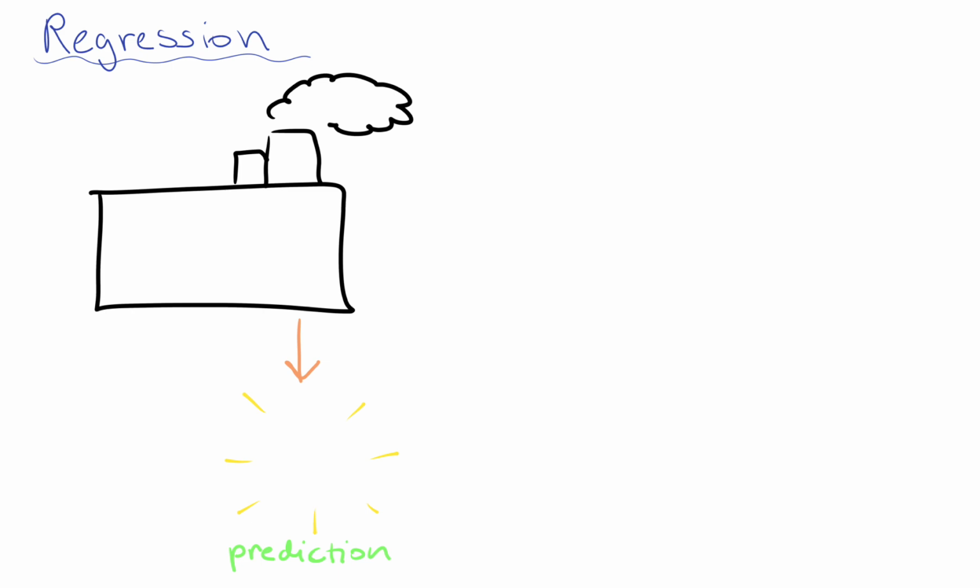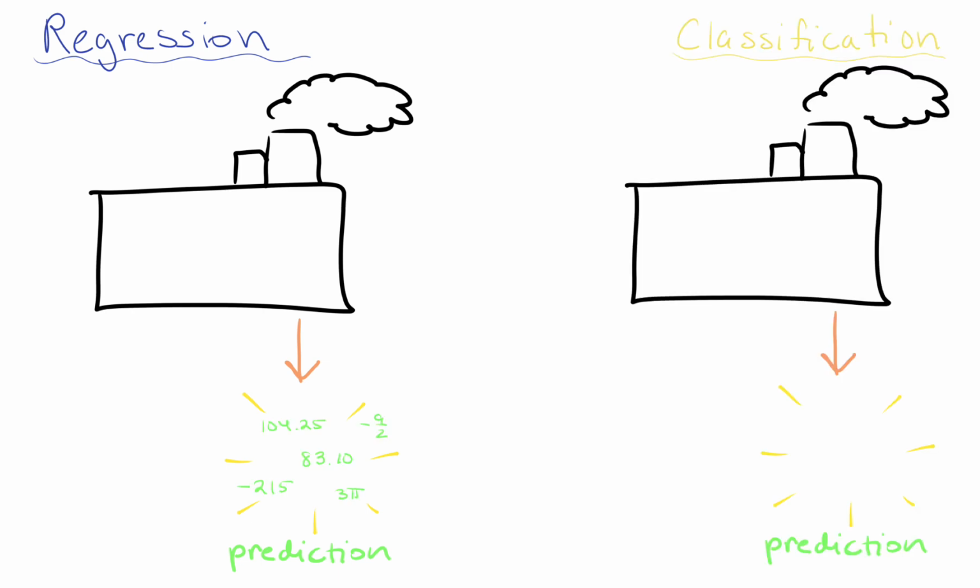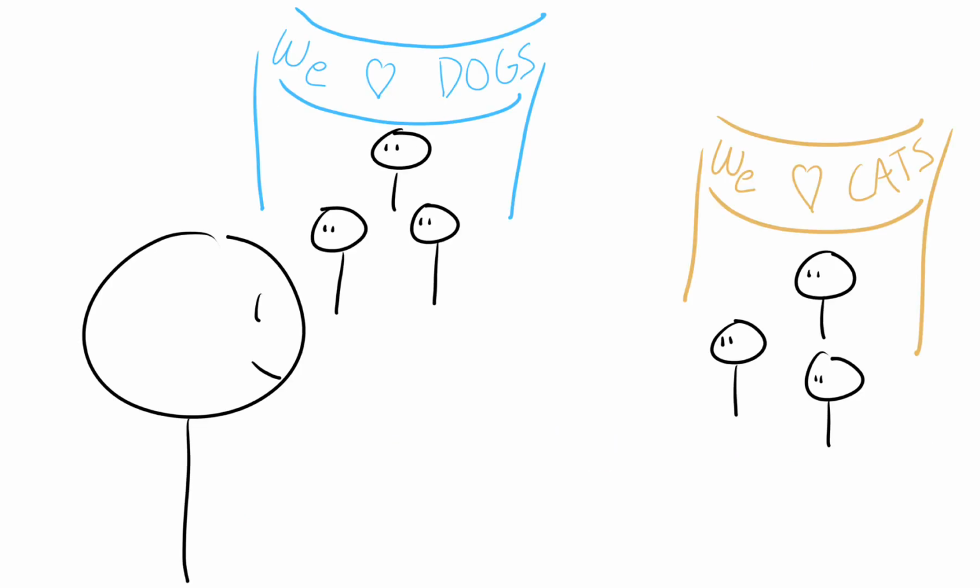KNN works on both regression, where predictions are numerical, and classification, where predictions are classes. In this video, I will be focusing on classification for simplicity. KNN works on the principle that similar data points are often grouped closer together. Think of this as friend groups. You are more likely to be friends with those who share the same interests.